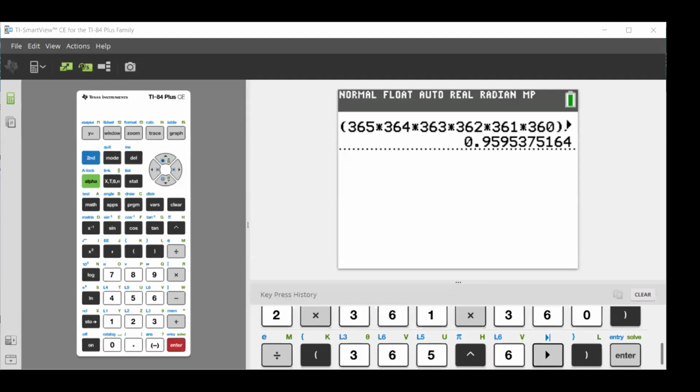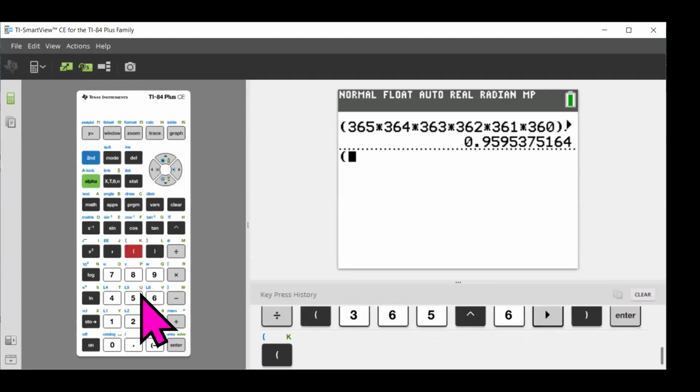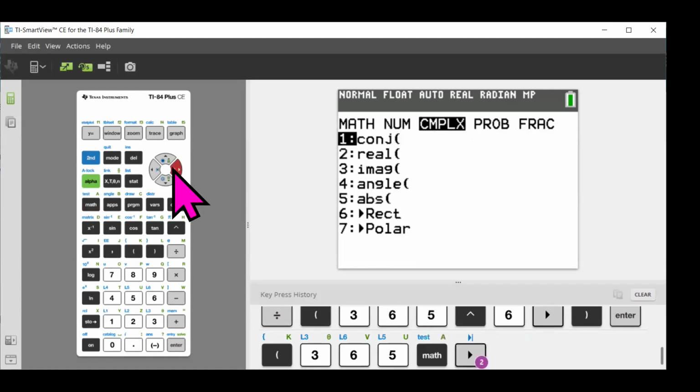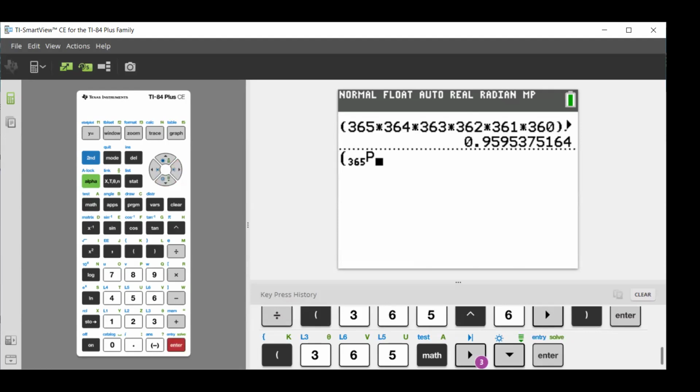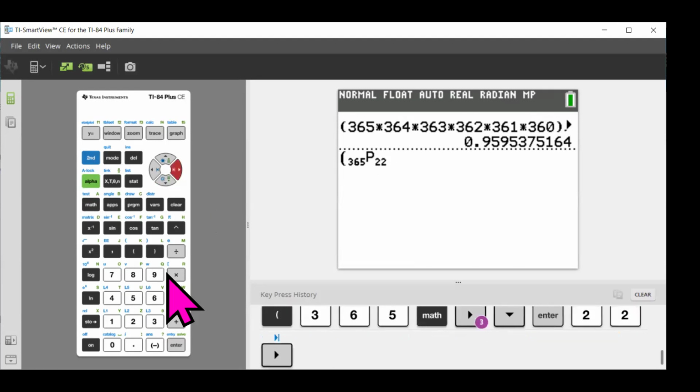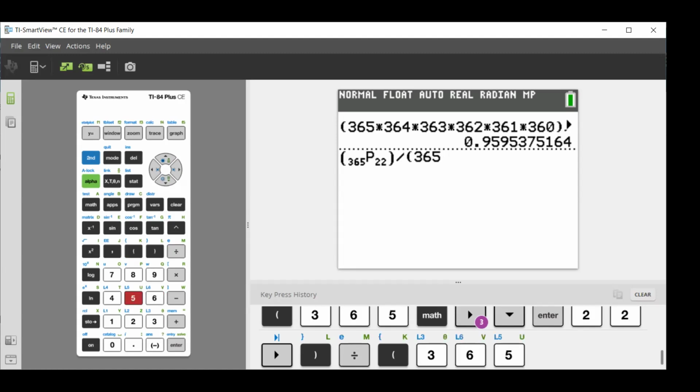Okay, so we're gonna have a very complicated numerator. We want to arrange the 22 people in 22 different days among the 365 days. So that's actually 365, go to math, probability, nPr. Among the 365 days, we're going to choose 22 different days and then arrange the 22 people there, right? So that's the numerator. And then we need to divide that by 365 to the power of 22.